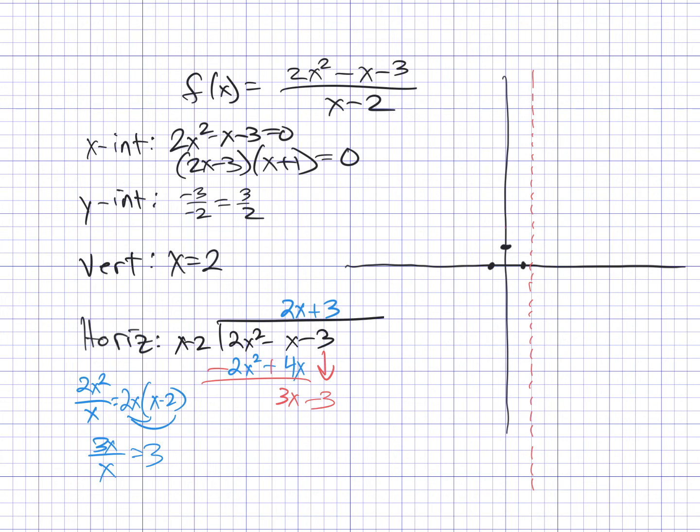So it goes through at 3, and it goes up 2 and over 1, up 2 and over 1, down 2 and over 1. Notice one of the x-intercepts is on the slanted asymptote. How do you know that it's slanted? Because the bigger exponent is on top, so you take the top divided by the bottom one, and you get that answer there.